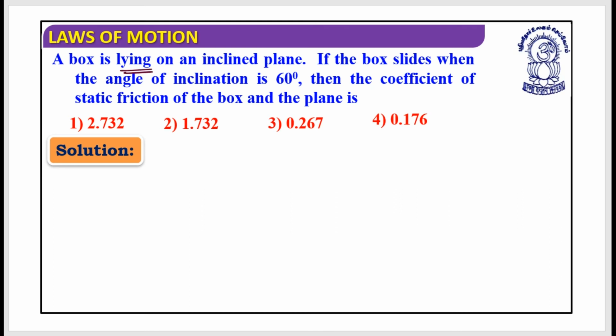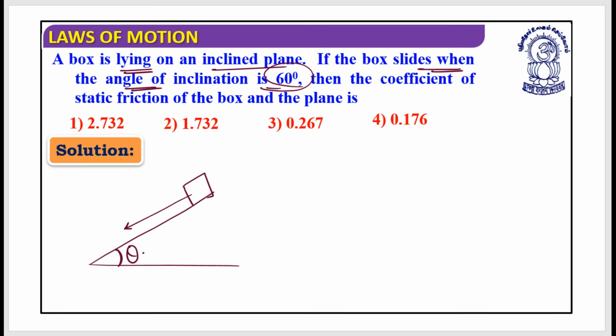It says that a box is lying on an inclined plane, and the block slides when the angle of inclination is 60 degree. Find the coefficient of static friction between the box and the plane. So, do you know what angle of friction is? It is that angle, let's suppose this is angle theta, at which this box starts sliding down. I hope this is clear. And this could be given as mu s equals tan theta. This is the angle of friction.